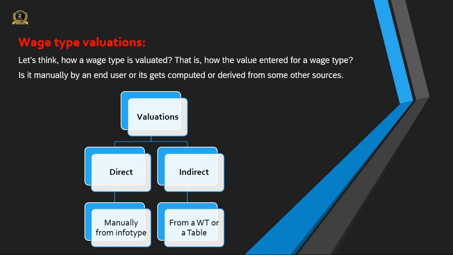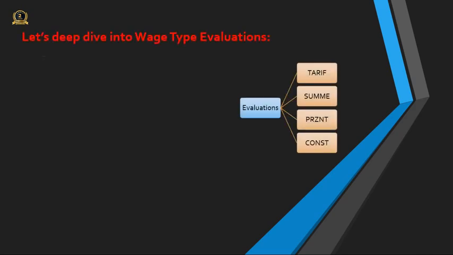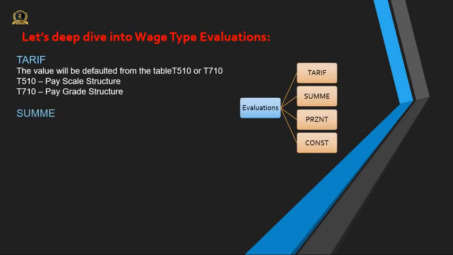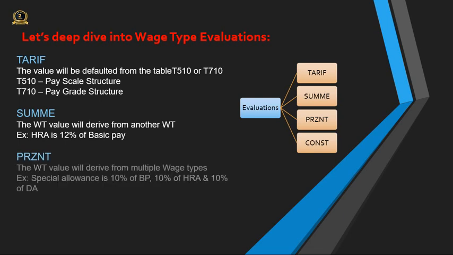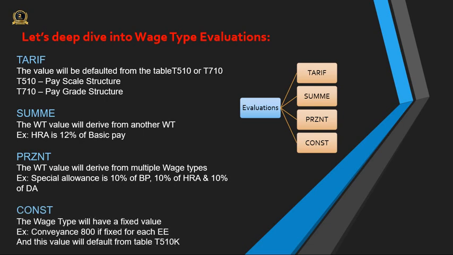Examples. Tariff: the value might stroll in from tables like T510 or T710, the pay scale or grade structure. SUMME: let's say HRA is 12% of basic pay. It's indirect but makes sense, right?